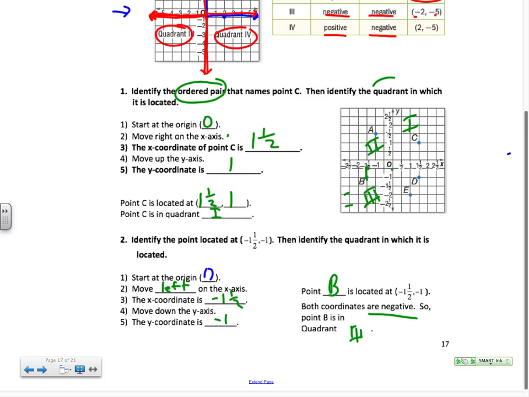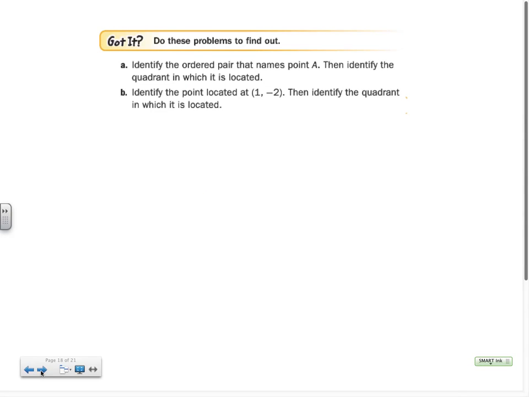Okay, let's see what we have on the next page. Go ahead and follow these directions, see if you understand it, and then we'll talk about it in class.